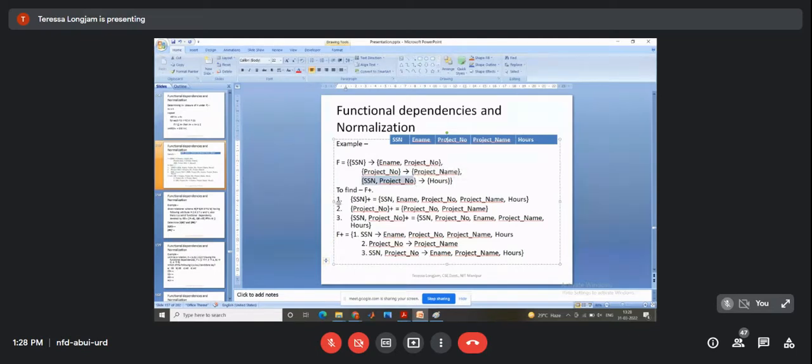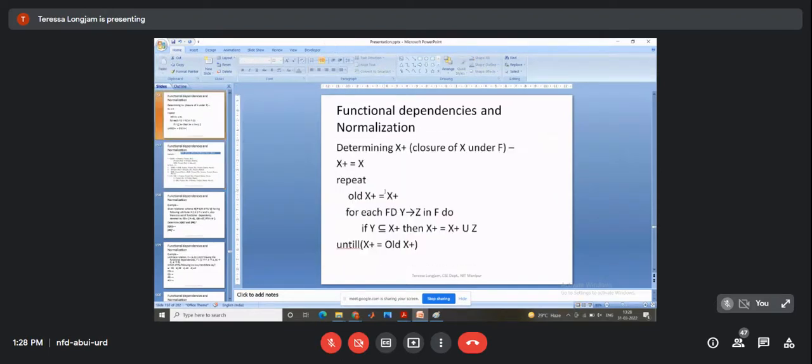Okay, so the first step, you can see closure of SSN, that will be represented by SSN plus. Again it is going to be a set of attributes. So for SSN plus we will be using this algorithm. What is that? We have to search for the functional dependency in F one by one, where Y is a subset of your X plus.